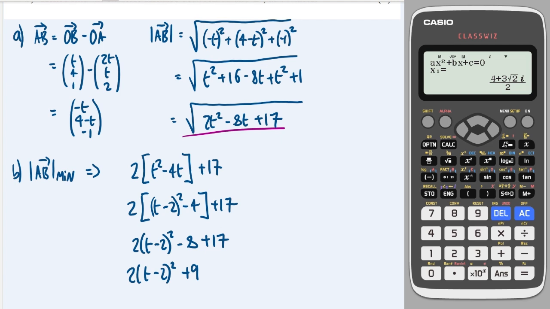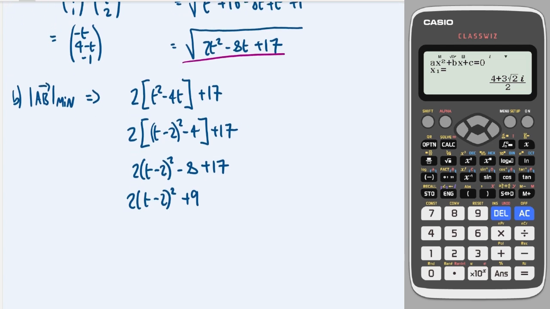Okay, so the smallest possible value that we can get is 9. And that happens when t is equal to 2. We have our modulus of AB equal to the square root of 9, which is equal to 3. So that is the minimum distance.